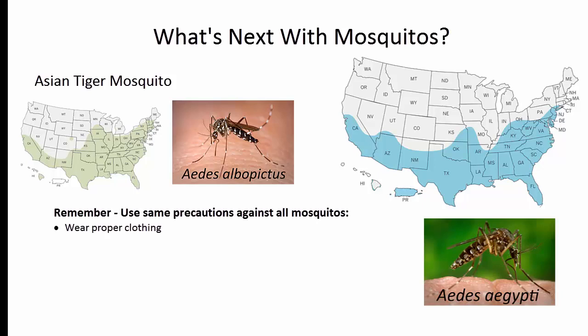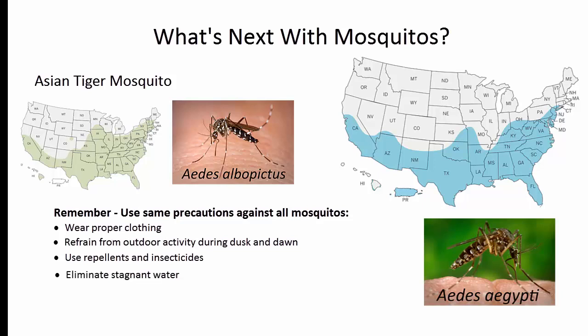Remember, use the same precautions against all mosquitoes. Wear clothing that covers as much skin as possible. As much as possible, refrain from outdoor activity during the hours of dusk and dawn. Use the EPA-registered repellents and/or insecticides. DEET works equally well for both mosquitoes and ticks. Eliminate stagnant water wherever possible. Check and repair any broken screens. For more information, refer to the resources and links page near the end of this course.